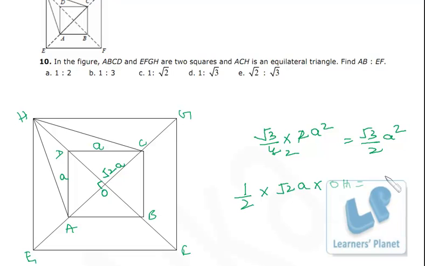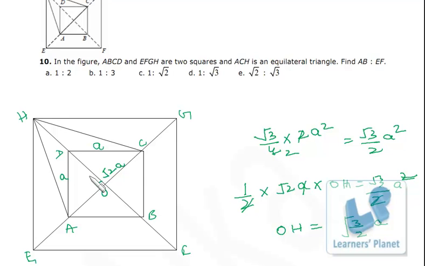So area of triangle can be found in two ways: half base into altitude or root 3 by 4 side square, right? Since we have to find out the altitude, I am equating both of them. So this is half base into altitude and it is already calculated area of triangle. Okay, so 2 and 2 is cancelled, A square. So OH is equal to root 3 by 2A, right? OH is equal to root 3 by root 2A, or we can say root 3 by 2A.